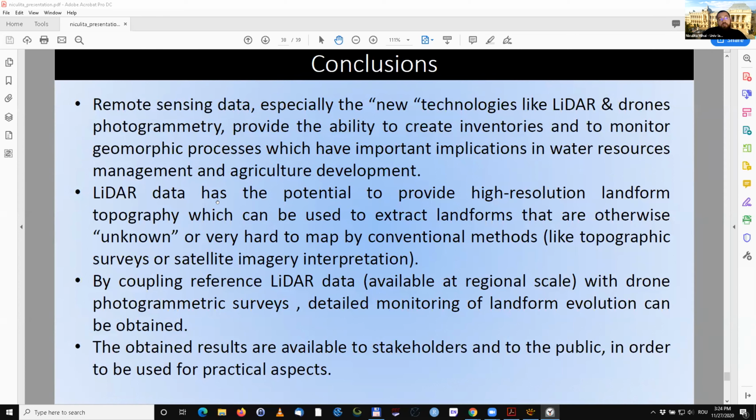And this information has to be passed to the stakeholders and to the public. That's why we publish it, in order to be used for practical aspects.